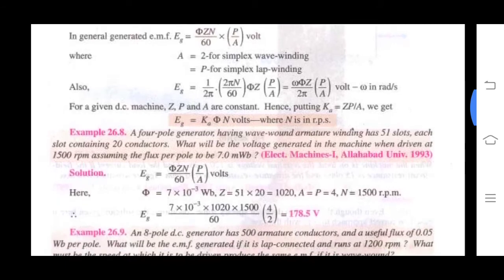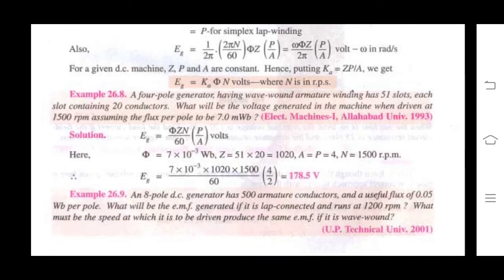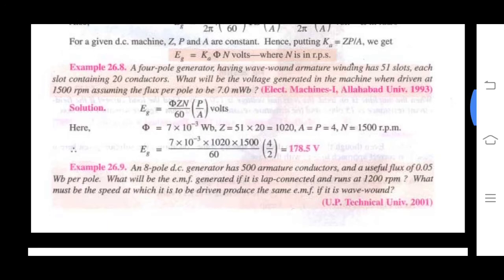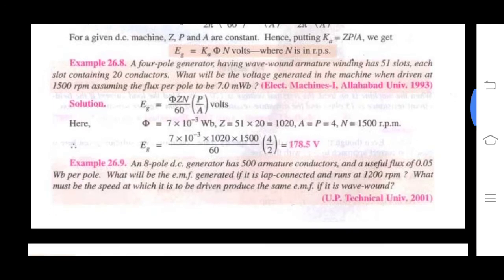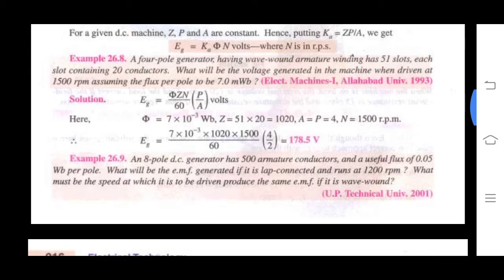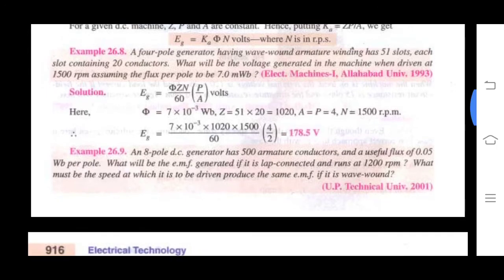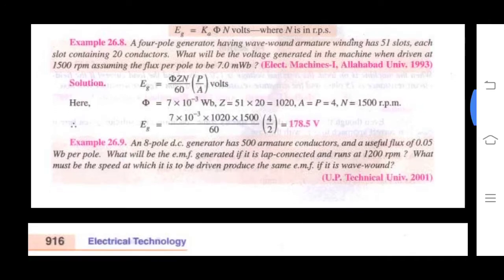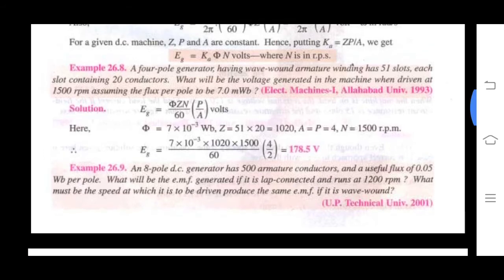A 4-pole generator having a wave wound armature winding has 51 slots, each slot containing 20 conductors. What will be the voltage generated in the machine when driven at 1500 rpm, assuming the flux per pole to be 7.0 milliwebers? E equals ΦZN by 60 into P by A volts.